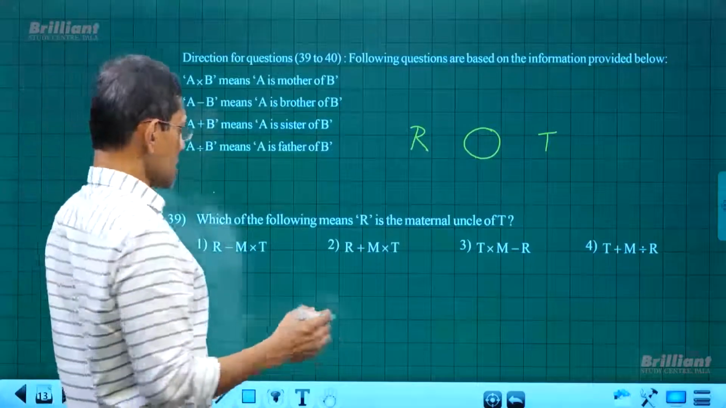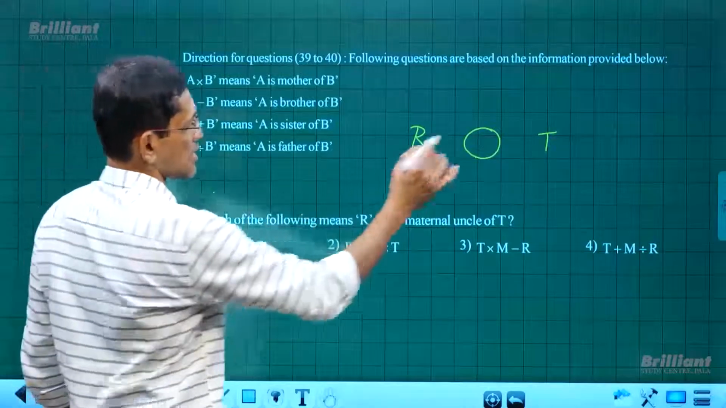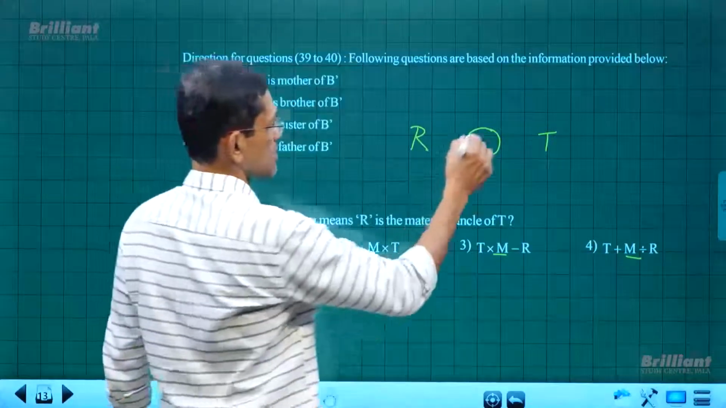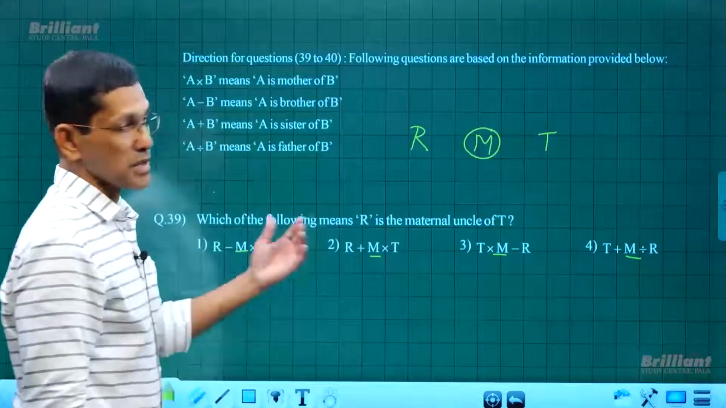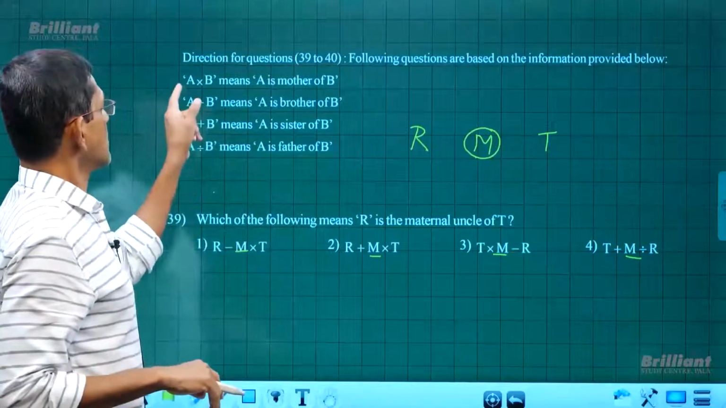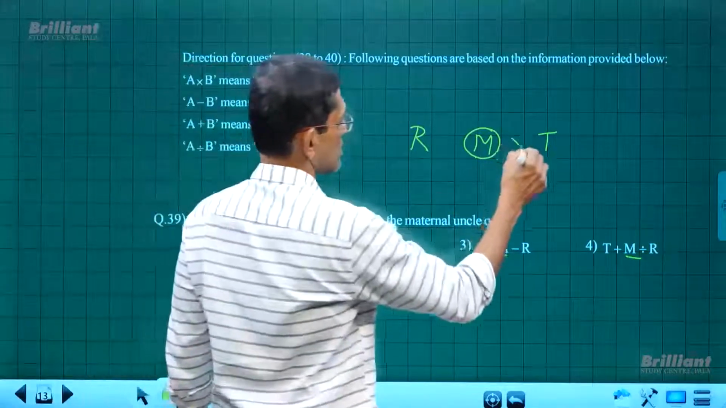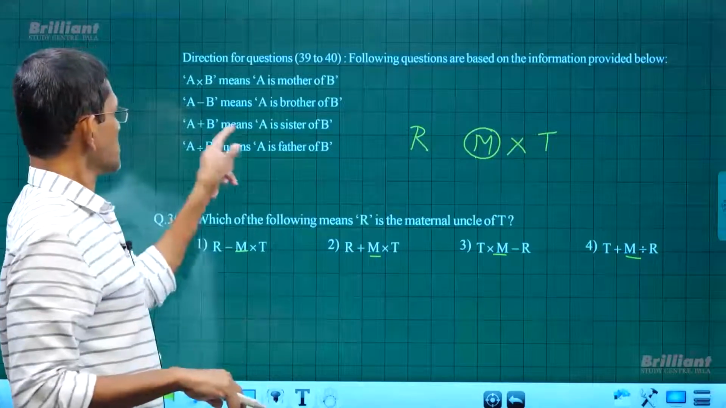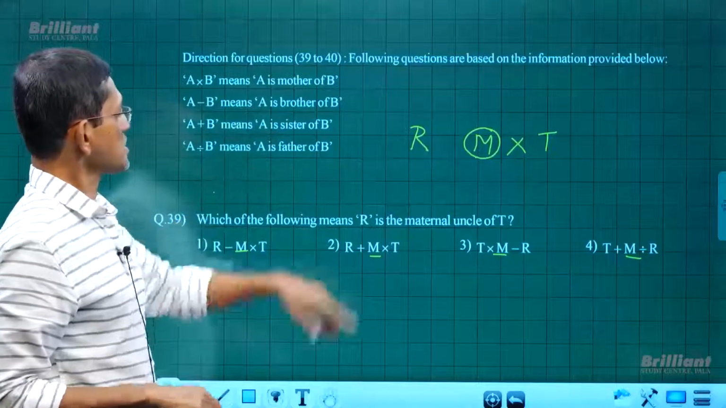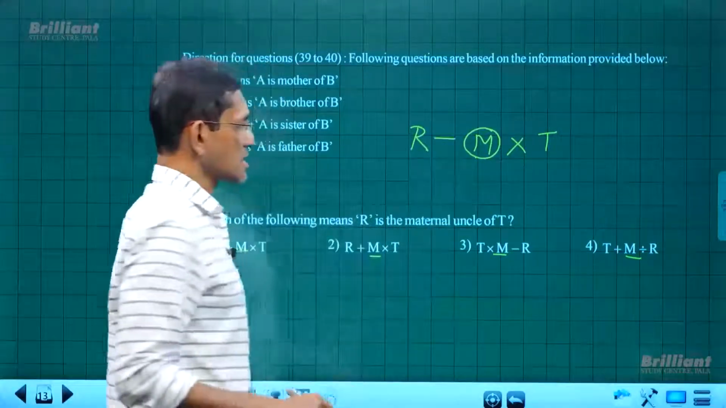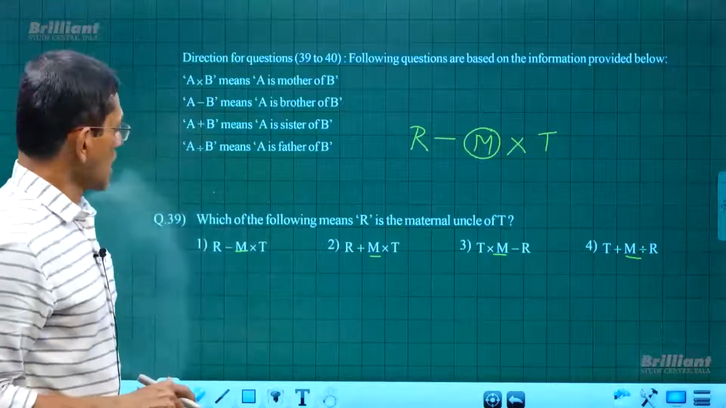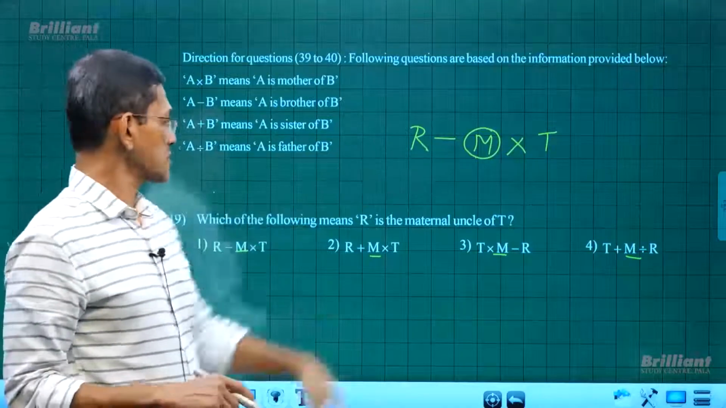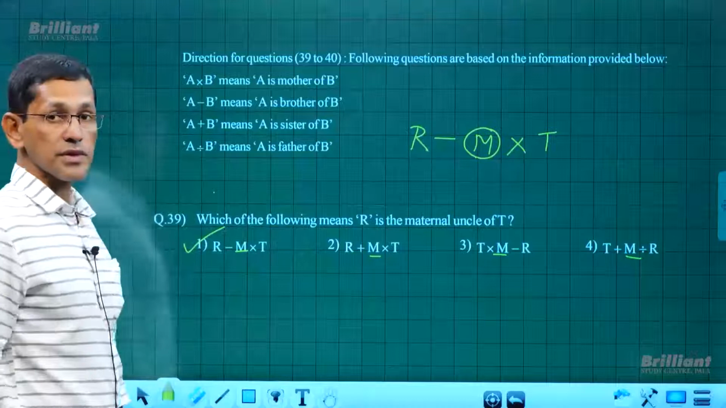Let's say along with R and T, we have another person here, M. M must be the mother of T. A into B means A is the mother of B, so M into T means M is the mother of T. And now R must be the brother of M. A minus B means A is the brother of B. So R minus M means R is the brother of M. So which of the following means R is the maternal uncle of T? That's R minus M into T, first answer choice.